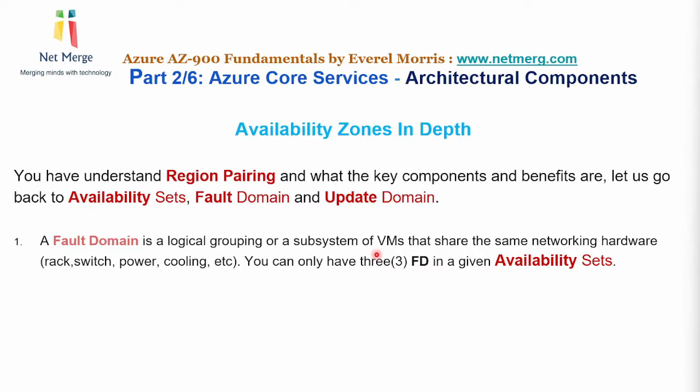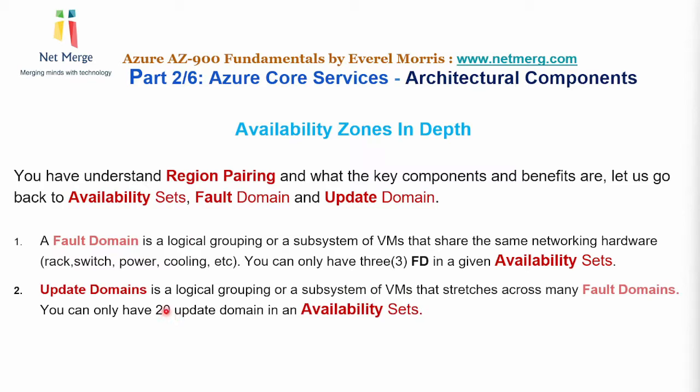It has a single point of failure, same network. It's using the same switch. It has one point. So if the network fails, if the switch fails, if the power supply fails, the entire rack fails. So consider the fault domain, visualize it as a rack filled with servers, standing vertically. You can only have 3 fault domains in an availability set. So that's what you need to remember about fault domain.